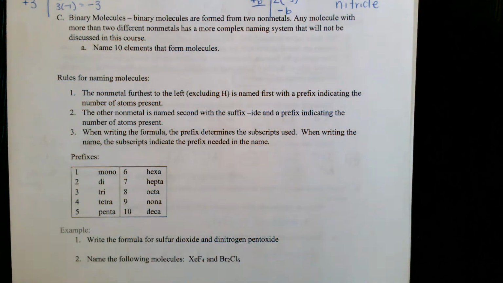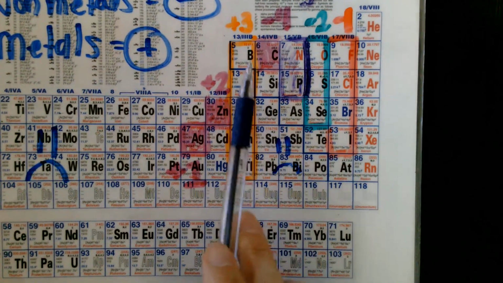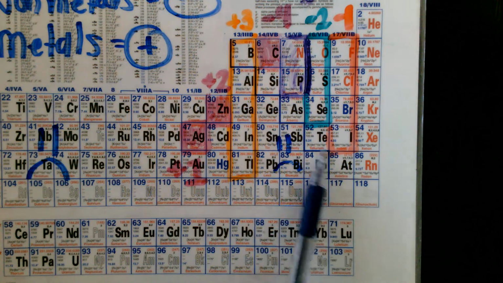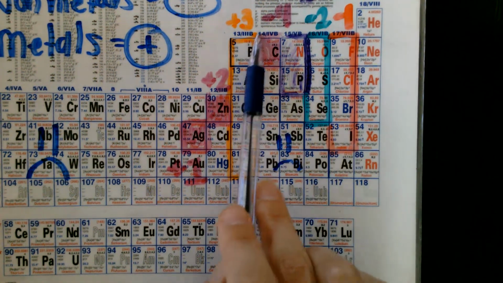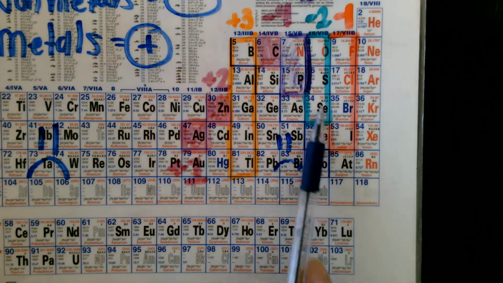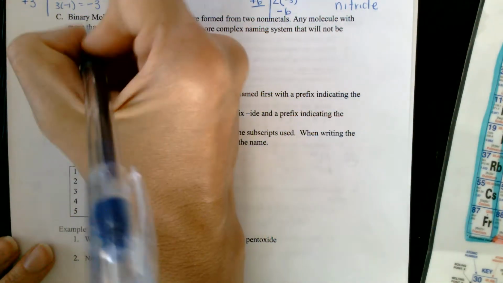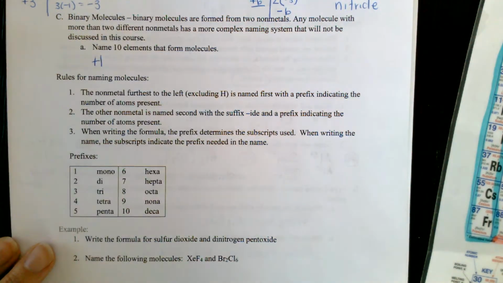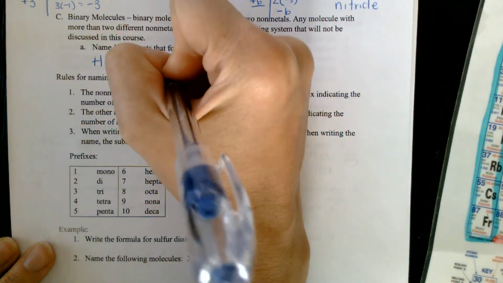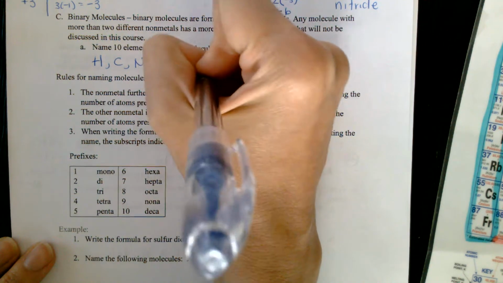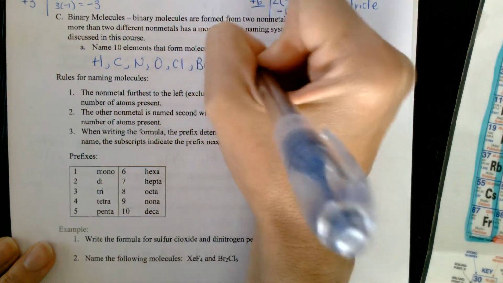So just 2 different nonmetals. So name 10 elements that form molecules. Okay, so we're looking at our nonmetals. This zigzag line right here is separating our metals from nonmetals. So we're looking at all of these ones that formed anions. Those are all different things that can form molecules as well. So the big ones we're going to see are hydrogen, and we're going to see a lot of carbon, nitrogen, oxygen, chlorine, bromine, sulfur, phosphorus, and iodine.